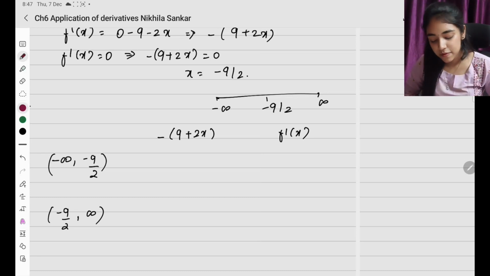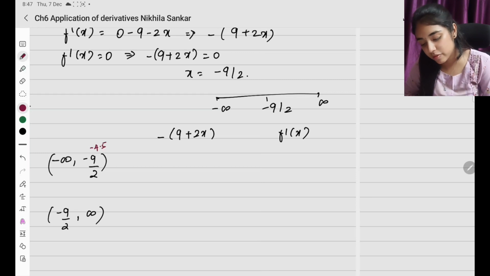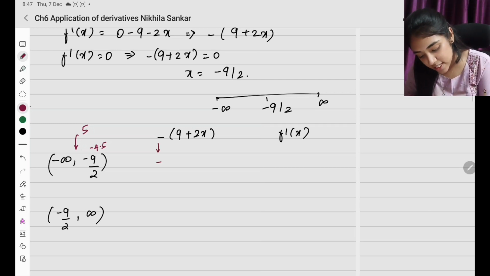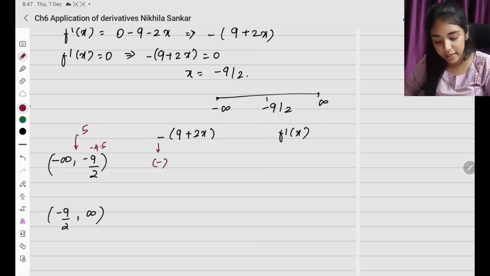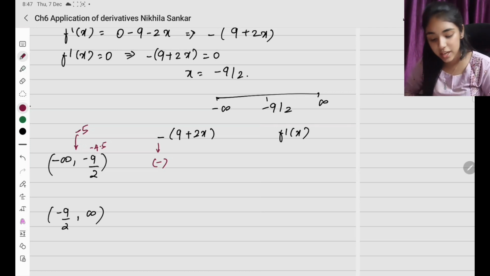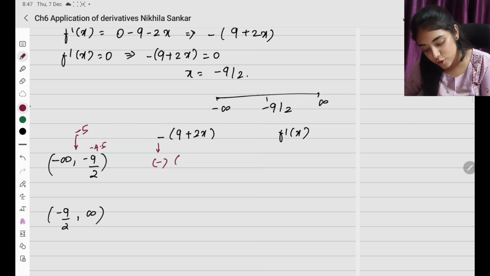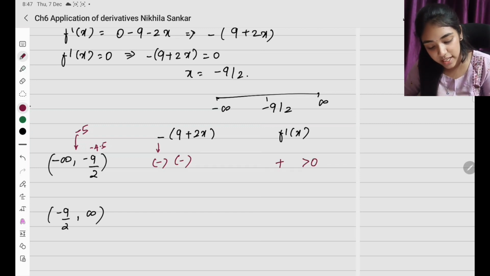Now, minus infinity to minus 9 by 2. Minus 9 by 2, the value is minus 4.5. So I'm going to take the value minus 5. Okay, so this minus is going to give me a minus, and the second term 9 plus 2x, I'm going to take the value minus 5. So I have 9 plus 2 into minus 5, which is minus 10. 9 minus 10 is going to be again negative. So minus into minus is going to give me a plus, which is greater than 0, which means the function is increasing.